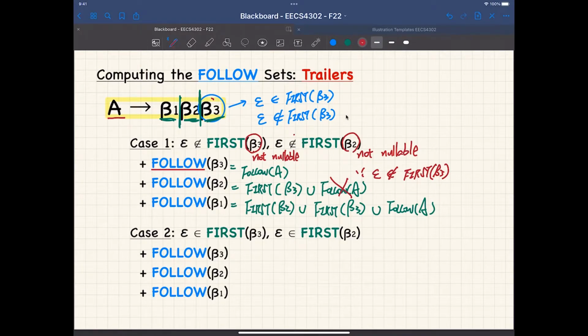However, in this case, this is not good. You cannot really reach beta 3 because beta 2 itself is already the wall. You cannot really break it. This one, because epsilon is not in the first of beta 2, which we assume over here. And also follow of A also cannot be the case because you can see these two already blocking, so we cannot really go, right? Because both beta 2 and beta 3 are not nullable.